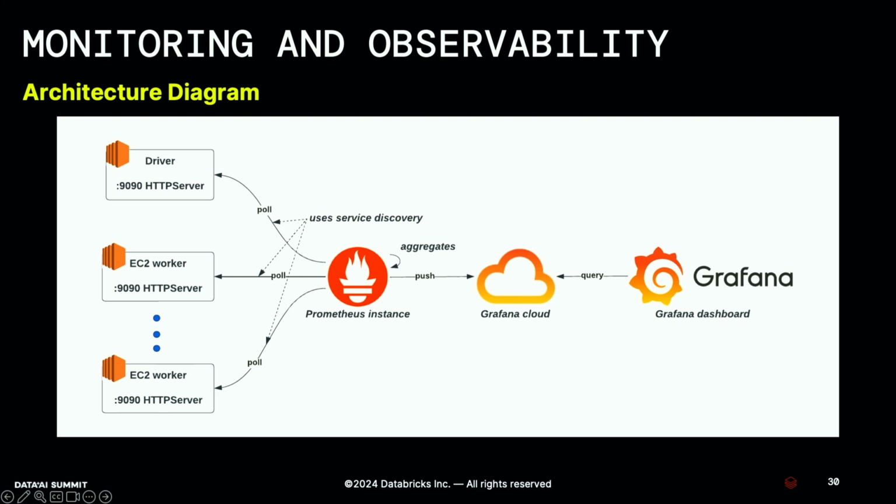This diagram shows how Prometheus works for our Spark application. On the Databricks cluster, we spin up an HTTP server on the driver node and each worker node. Using service discovery, the Prometheus instance finds all the nodes in the cluster and pulls metrics from the HTTP servers periodically. The Prometheus instance aggregates metrics and pushes those aggregate metrics to Grafana Cloud. The Grafana dashboard queries Grafana Cloud for the metrics and displays panels on the dashboard. That's how the data flows.